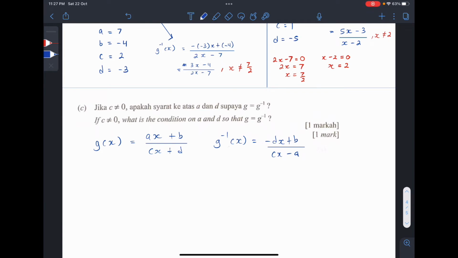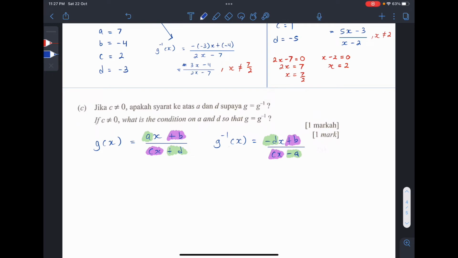Now, if we were to compare both equations, because c has a value to it, we can see that the cx and the positive b on both sides are the same. It does not change whatsoever. So how do we make sure that g equals g negative 1? Well, we can just compare the other value, which is a, will become negative d, and the other one, d, will become negative a. That is the only difference.